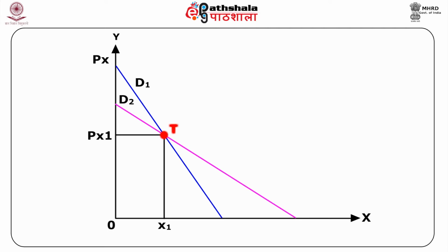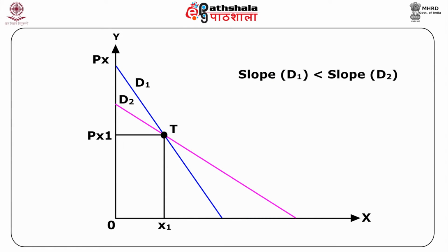If the two demand curves intersect each other, then the curve which is relatively flatter will have a higher price elasticity of demand. This is because the flatter the demand curve, the greater is the percentage change in demand due to a percentage change in price. Note, slope of the demand curve is given by dP by dx. According to the elasticity formula given above, for the demand curve D1, price elasticity is slope of D1 multiplied by Px1 divided by x1, and for the demand curve D2, price elasticity is slope of D2 multiplied by Px1 divided by x1.